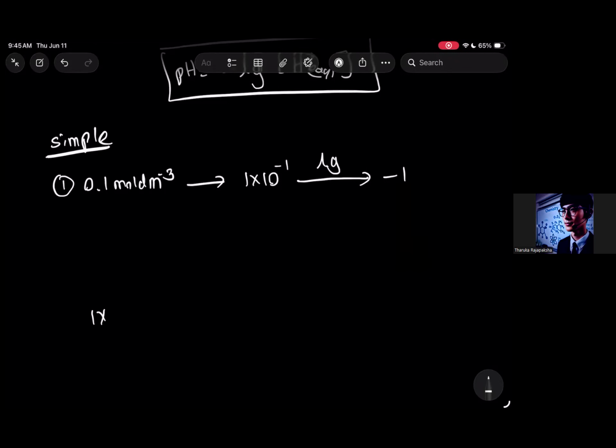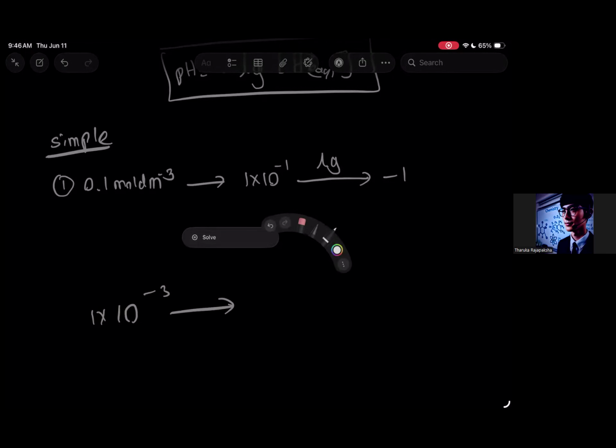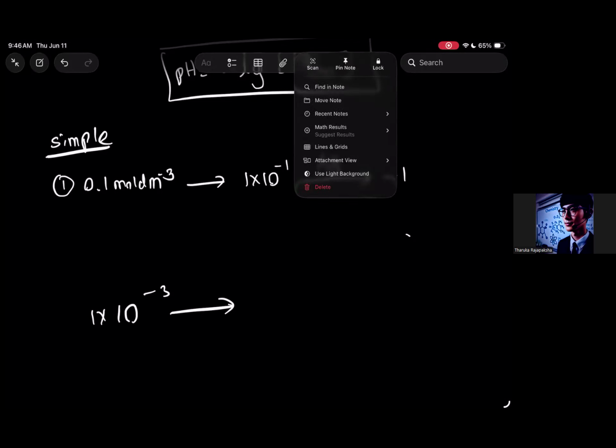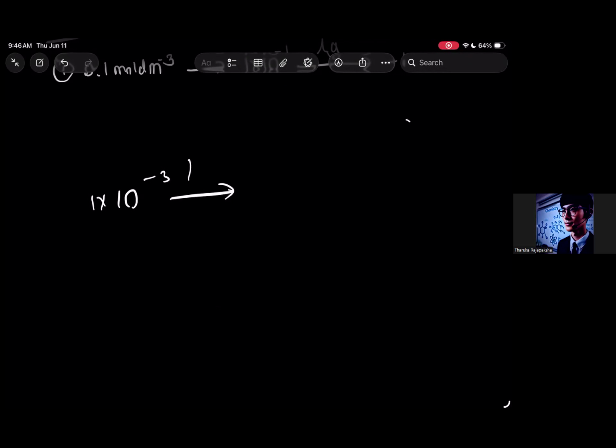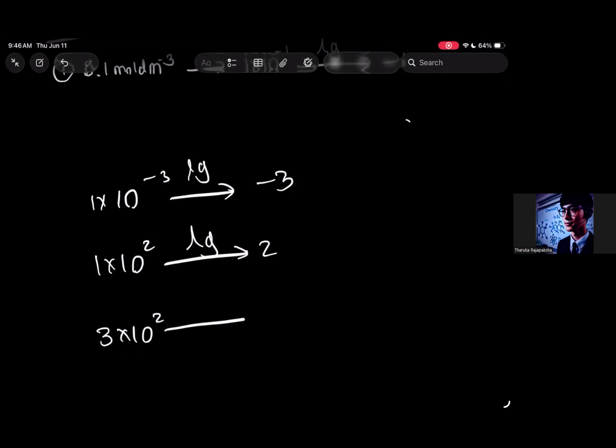Similarly, 1 times 10 to the power 3, the log value is 3. And 1 times 10 to the power minus 3, the log value is minus 3, right? So let's say 1 times 10 to the power 2, then the log value is 2, right? So if it was like 3 times 10 to the power 2, what is the log value? The log value is 2 plus log 3, right? 2 plus log 3. That's how it comes.